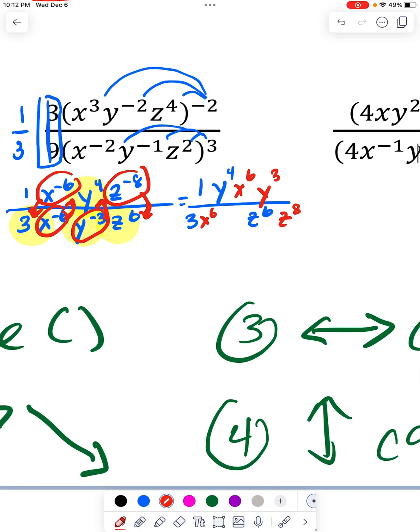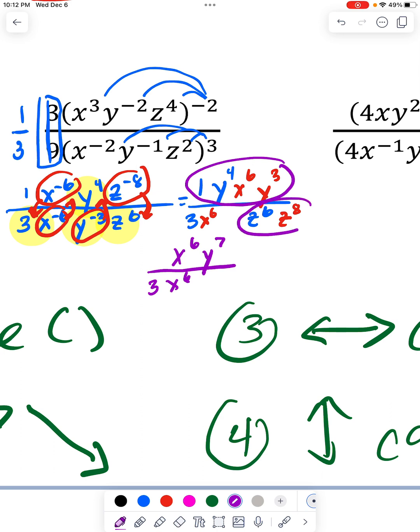So now I got rid of my negatives, and now I'm going to look here and see if anything combines. I have x to the 6th, and then I have 4 y's, 3 more y's, so 7 total. On the bottom, I have my 3. I do not have any other x's or y's, but I have a z to the 6 and a z to the 8, so together they would make z to the 14. But then my last step, and this one had all 4 steps, I'm going to have to cancel those out, because 6 on the top and 6 on the bottom would cancel out completely. So I end up with y to the 7 over 3z to the 14.